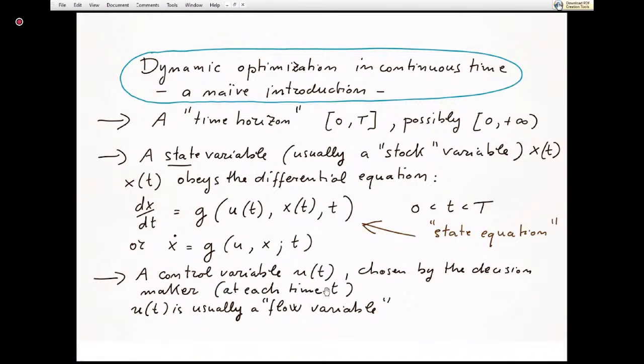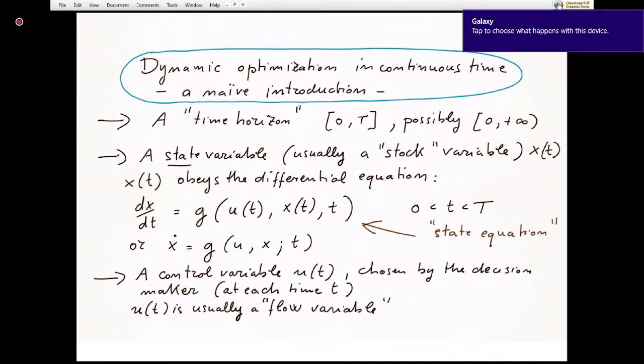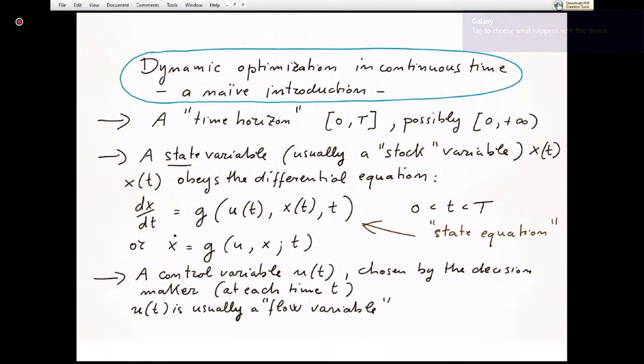For instance, let's say x of t could be the amount of the wealth in the bank account of the decision maker. And u of t could be the level of consumption at each point in time. Consuming reduces the level of the wealth, okay? But on the other hand, consuming increases the utility of the consumer. So there is always a trade-off between the effect of the control variable on the objective and the negative effect that the control variable has on the stock variable, okay? If the problem is maximizing something.